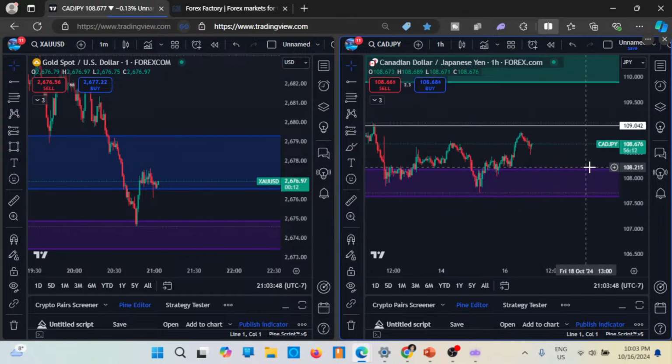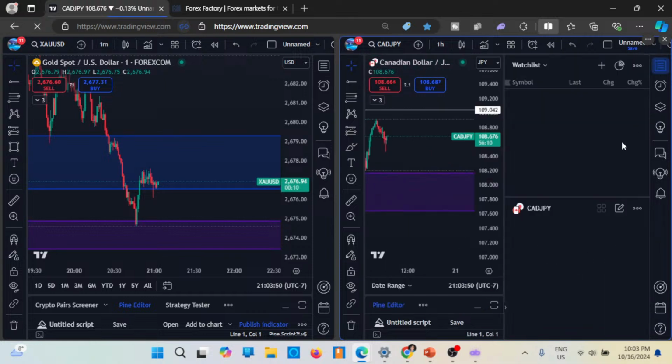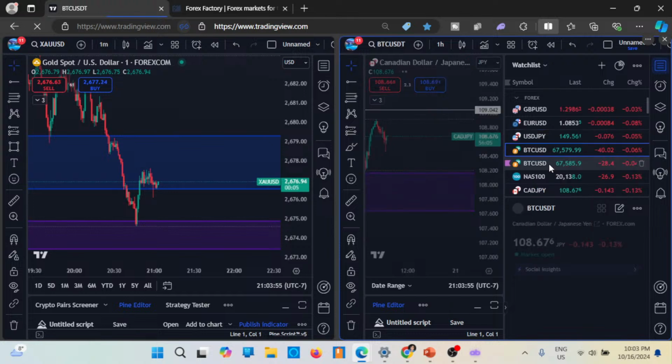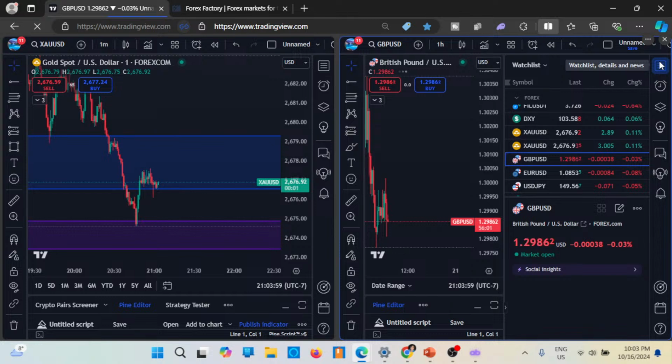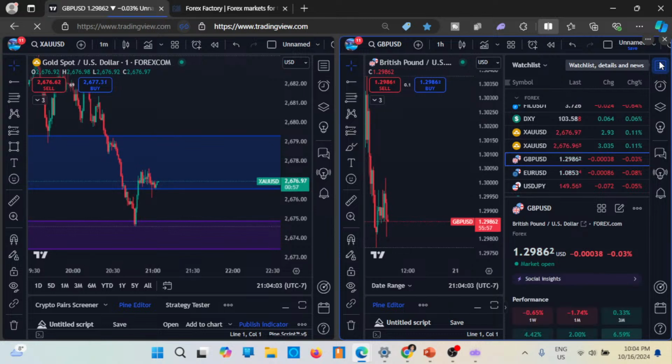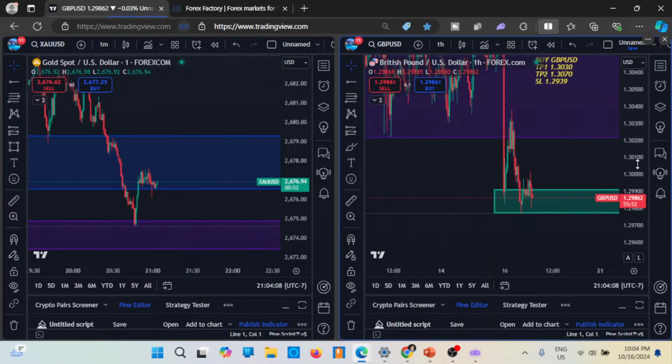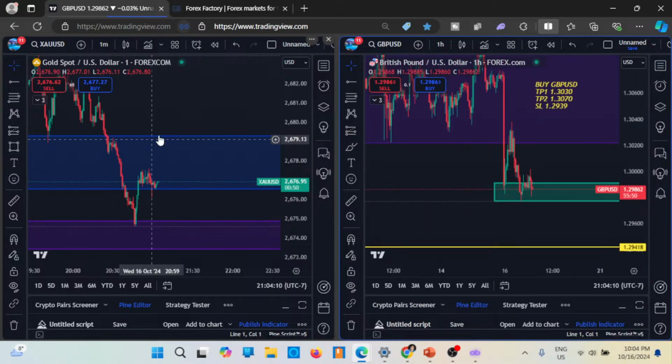Oh my goodness. So let's see GBP USD one more time. Gold did close bullish on the 15 minutes, so it's most likely heading to 26.79. That is where it's most likely heading.